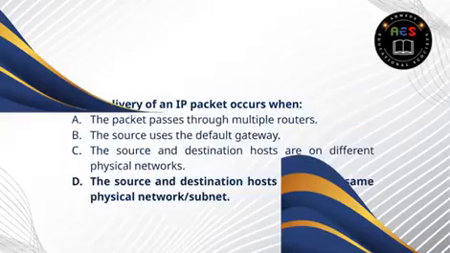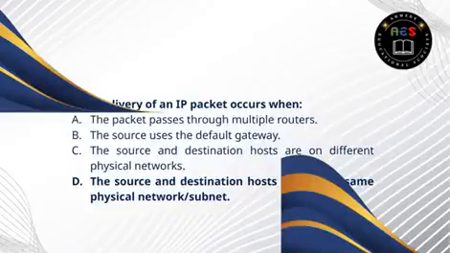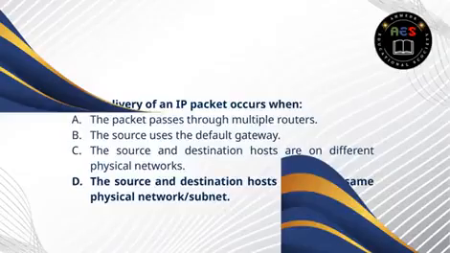So let's talk about the direct delivery of an IP packet. Essentially, this happens when the packet travels directly from the source to the destination without passing through multiple routers. When the source host recognizes that the destination is on the same local network, it can send the packet straight there. This is a key point because it simplifies the delivery process and reduces network traffic.